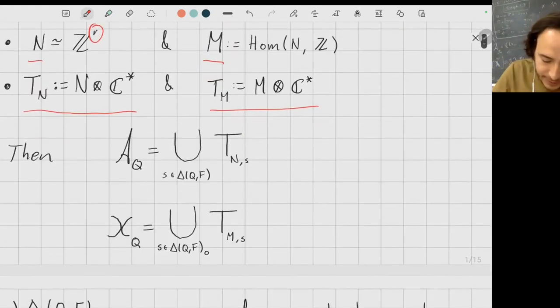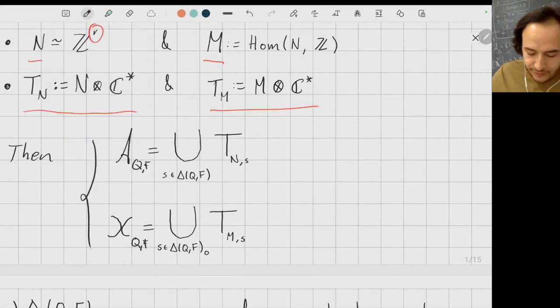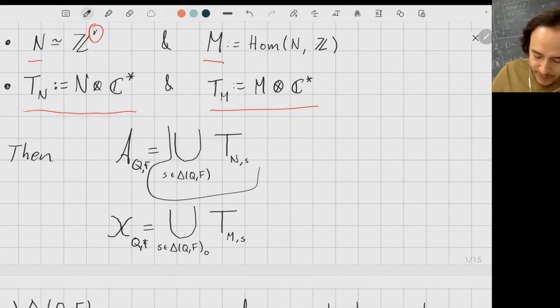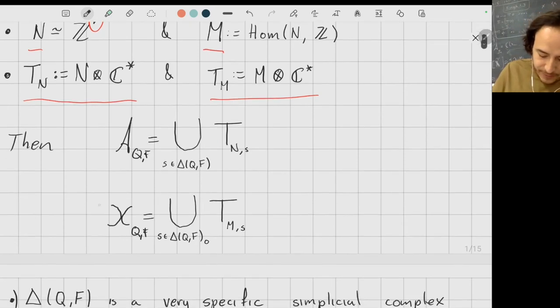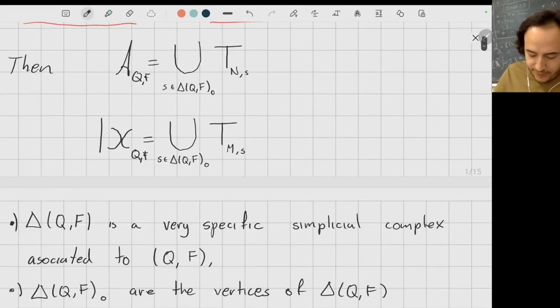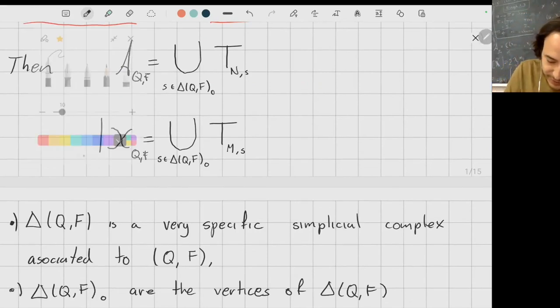In cluster theory, these cluster varieties are going to be covered by tori of a certain kind. The A cluster variety is covered by tori of the form T_N, and the other cluster variety is glued out of tori of the form T_M, so dual tori. And I have as many tori as vertices of a certain simplicial complex, Delta_{Q,F}. Here, Delta_{Q,F} is a very specific simplicial complex associated to Q and F. This is in general called the cluster complex.